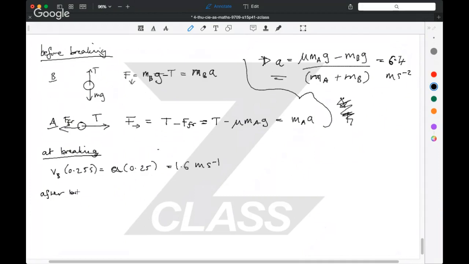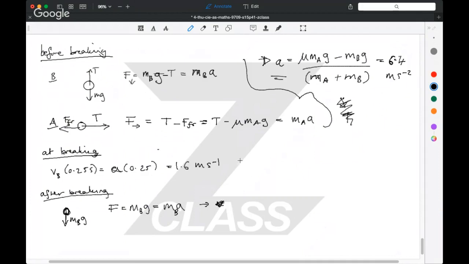Well, after breaking, what are the forces on B? It's just free falling, right? So all you have is mBg. Therefore, the net force, which is equal to mBg, is equal to mBa. So the acceleration is just g. That's the thing: when you're in free fall, in gravitational potential, all you're feeling is g, and that's your acceleration. So therefore, we can find the velocity from conservation of energy.